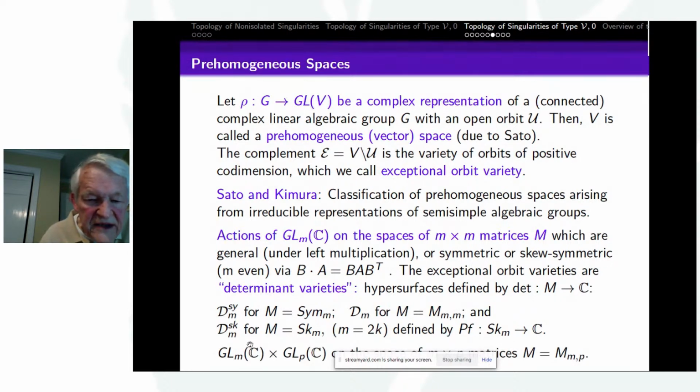At the bottom of this, you can sort of see for M by P matrices, you just have the product of GLM cross GLP acting on the space of matrices. And these were the kind of situations that Terry and Maria, and to a certain extent, Matthias were talking about.